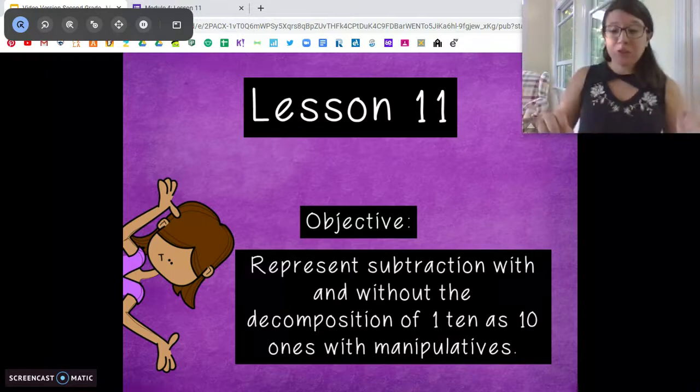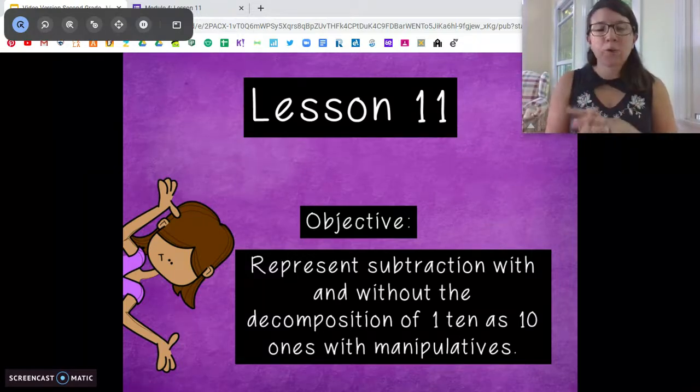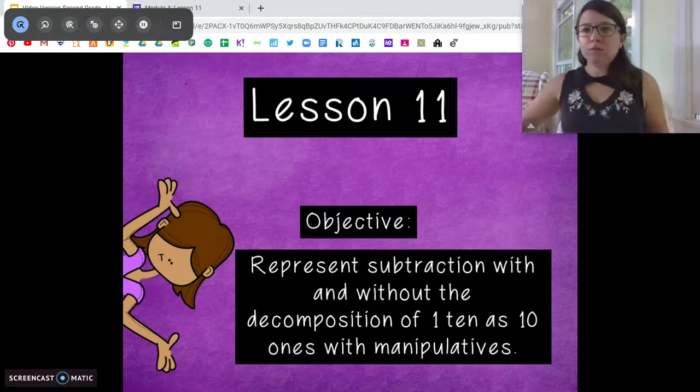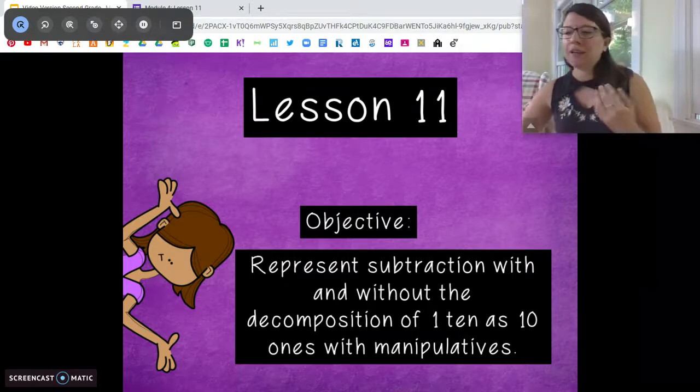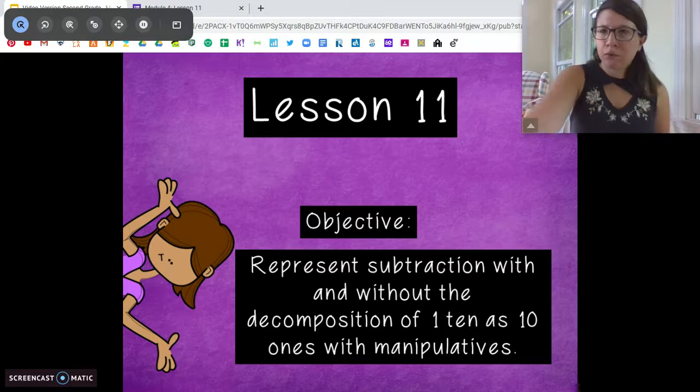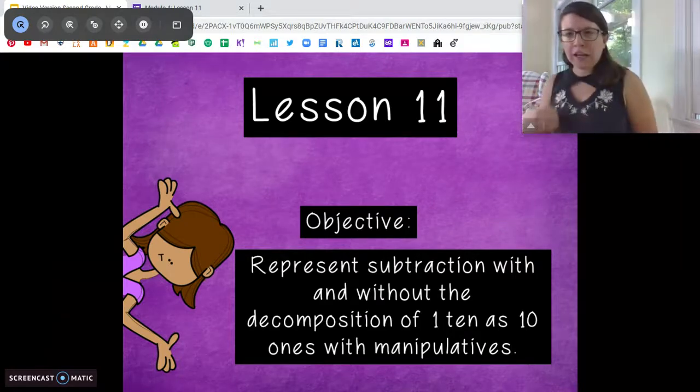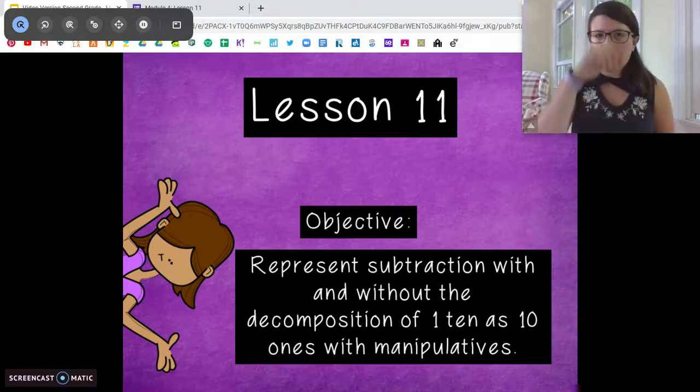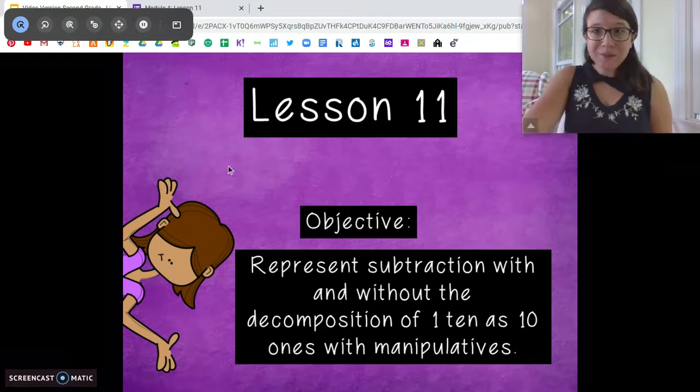Okay, so for this lesson, you're definitely going to want paper, pencil, something to write with. I have my whiteboard and I have my notebook today because we're going to be doing a lot of working out problems. So pause the video, go grab those things, come back when you're ready, and we'll get started.